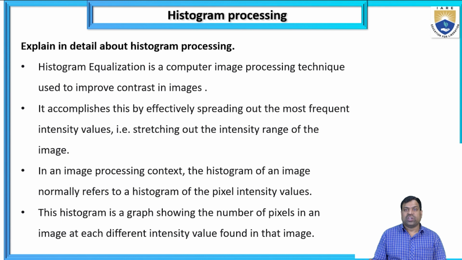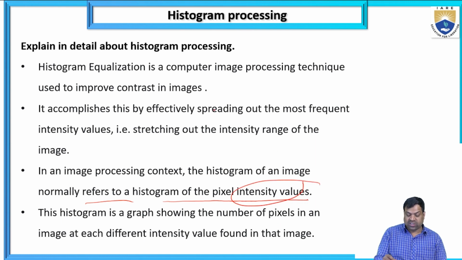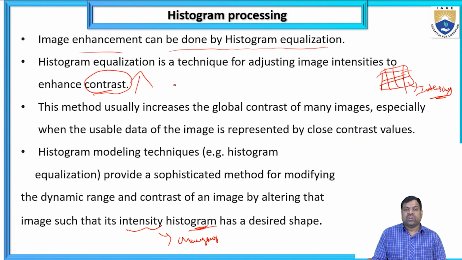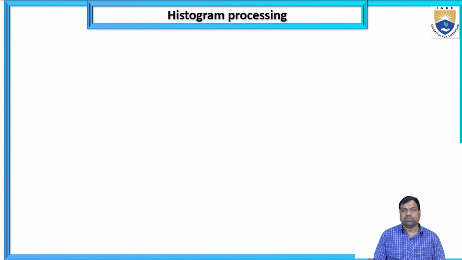And in detail about the histogram process. Histogram equalization is a computer image processing technique used to improve the contrast of the image. Normally we use the histogram of the pixel intensity values. When the intensity values are spread out, the contrast is improved. The equalization technique adjusts the intensities to improve global contrast, especially when the usable data of the image is represented by close contrast values, modifying the dynamic range and contrast of the image so the intensity histogram has the desired shape.